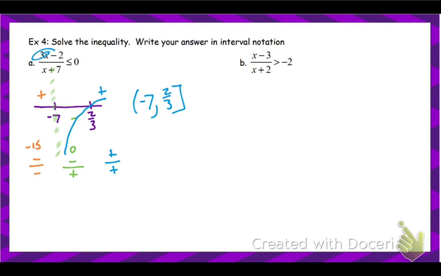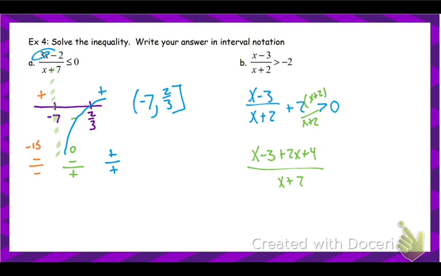All right, the only other thing we need to consider is that when we're comparing these positive and negative values, it needs to be compared to 0. So if this is not equal to 0, we need to make it equal to 0. So I need to go ahead and add 2. In order to accurately find that zero, I'm going to combine these together into one fraction. So I'm going to multiply by x plus 2, top and bottom. So x minus 3 plus 2x plus 4 over x plus 2 is greater than 0. So that means I have 3x plus 1 over x plus 7.